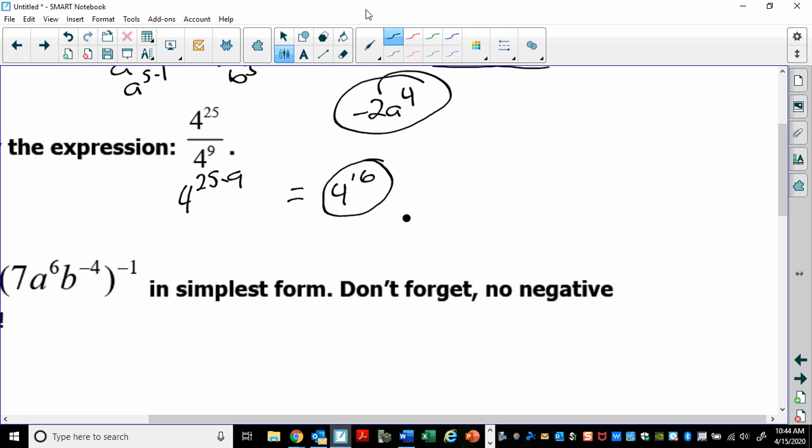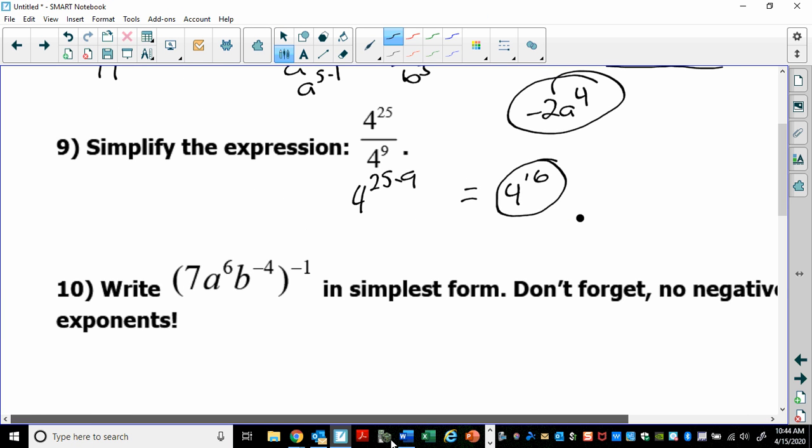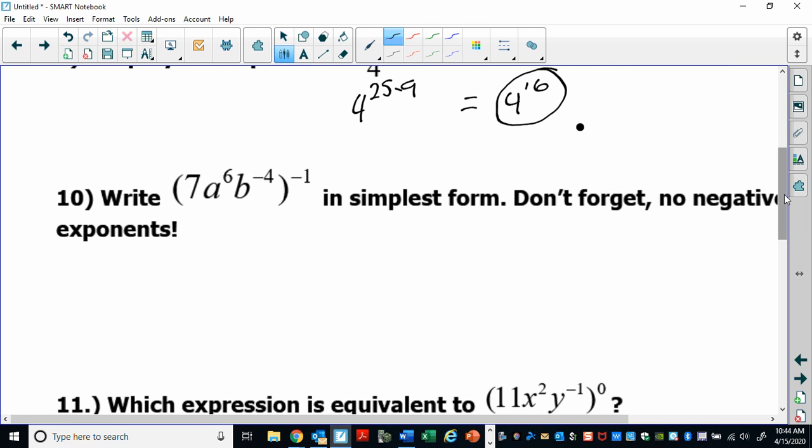All right. So we're moving on to the next problem, number 10. So now, the first thing you have to do is get rid of this number outside of the parentheses. To do that, we're going to distribute the negative 1 to each exponent. So we're going to have 7 to the negative first power. Negative 1 times 6 is going to be a to the negative 6 power. Remember, there's a 1 here, so I did negative 1 times 1, I got negative 1. b, so that's going to be b to the negative fourth to the negative first. It's going to be a positive 4.